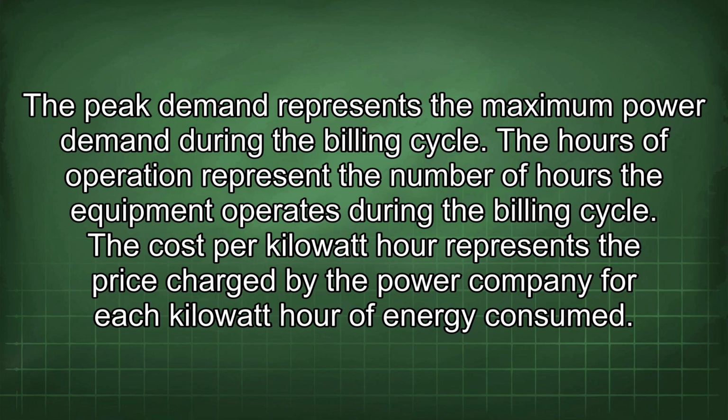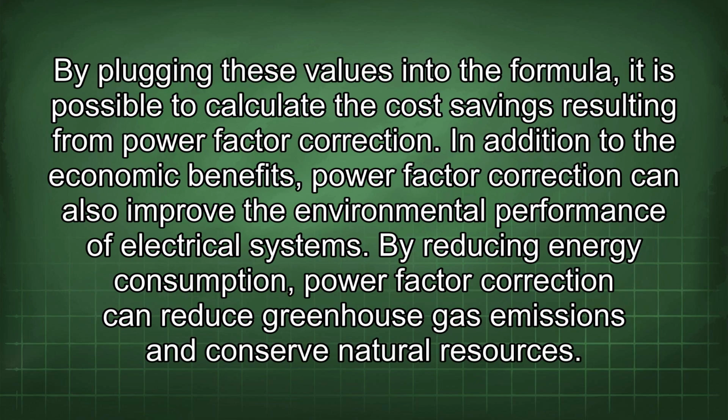The hours of operation represent the number of hours the equipment operates during the billing cycle. The cost per kilowatt-hour represents the price charged by the power company for each kilowatt-hour of energy consumed. By plugging these values into the formula, it is possible to calculate the cost savings resulting from power factor correction.